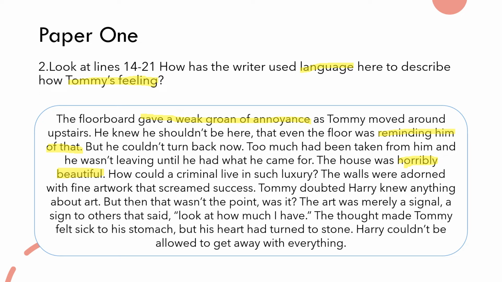It says then, how could a criminal live in such luxury? The walls were adorned with fine artwork that screamed success. And that is something that often people can get a bit tongue-tied on. When you're saying words that have a similar letter right next to each other, it can sound a little bit strange because we're forced to emphasize this kind of S sound as we speak. So again, have a think, what language technique could we be referring to here?